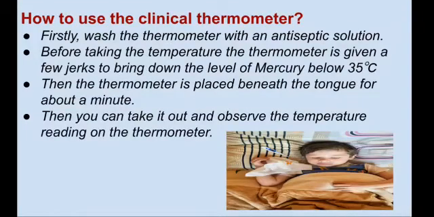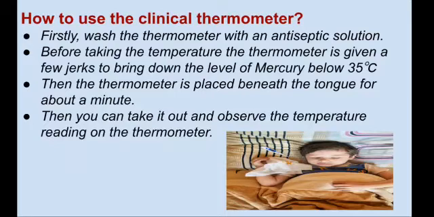Now we'll talk about how to use a clinical thermometer. Firstly, wash the thermometer with an antiseptic solution, because we are going to put this thermometer in our mouth, so it is mandatory for us to clean it with the antiseptic solution, correct? Before taking the temperature, the thermometer is given a few jerks to bring down the level of mercury below 35 degrees Celsius, because if the mercury level is not at 35 degrees Celsius, it will not show us a correct body temperature. So it should be given the jerk.